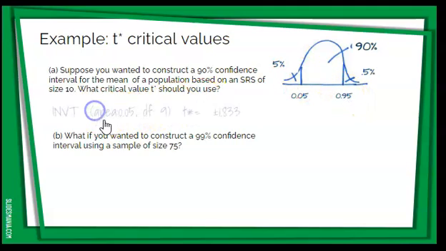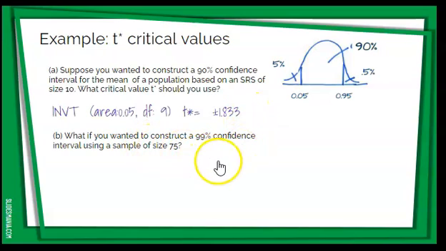In my calculator, I'm going to put an inverse t in an area of 0.05 with a degree of freedom of this 10 minus 1 gives me 9. And that gives me a t star value of positive, which would be this side of the curve, and the negative, which is this side. But they're symmetric, so it's going to be the same. So 1.833 is my critical value for that confidence interval.